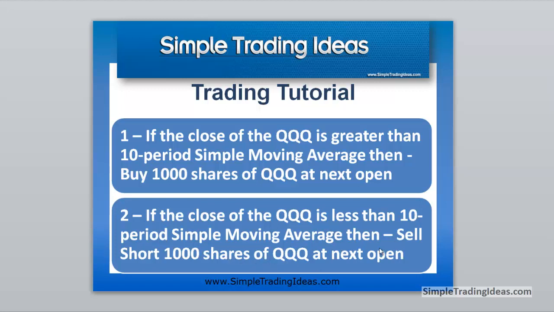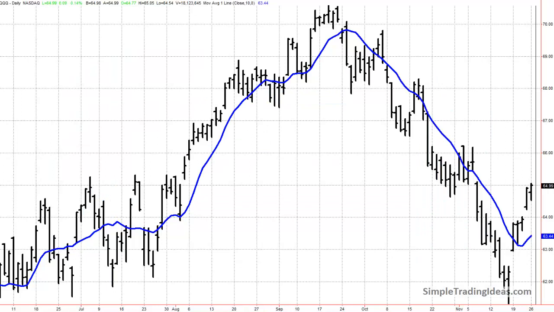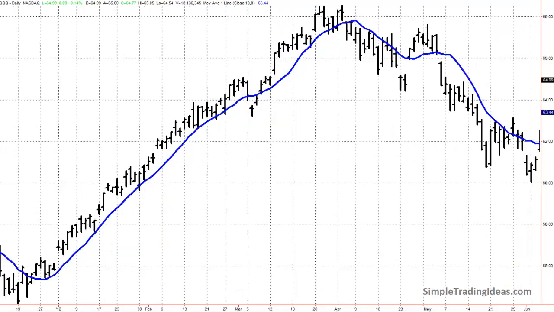Okay, so now we're going to go to the chart and take a look at how this simple trading system might look in action. All right, here we are in our chart, and we'll take a look again at, we'll grab a section here.